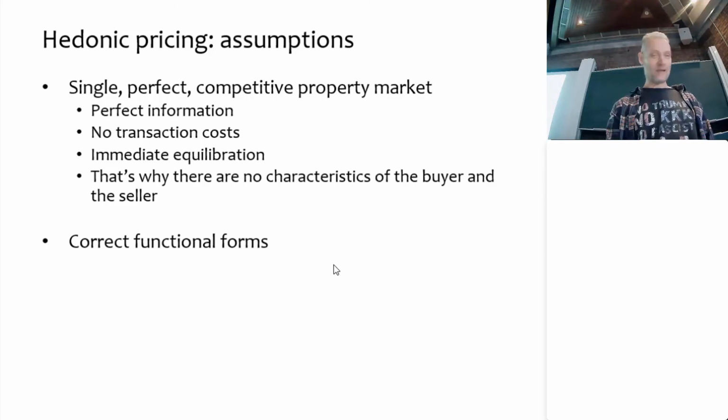Another assumption that you need to make in hedonic pricing is, of course, is this a linear function, is it a multiplicative function, and so on and so forth, right?